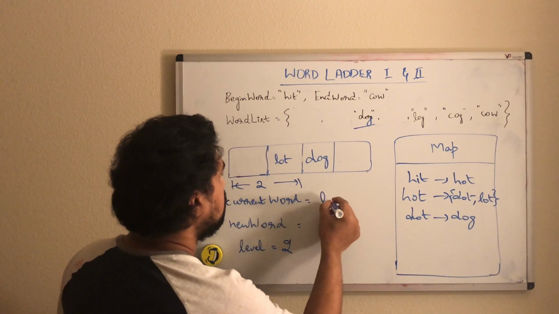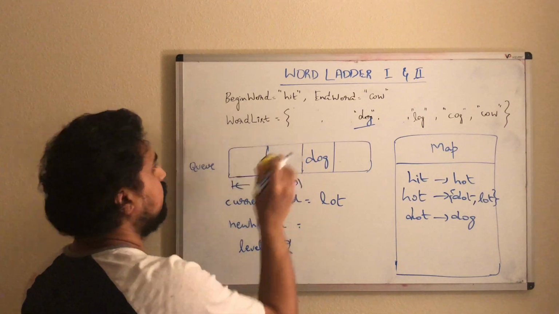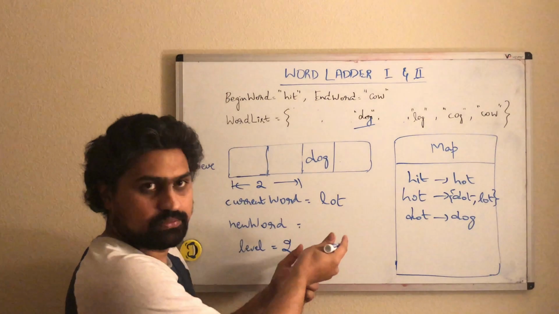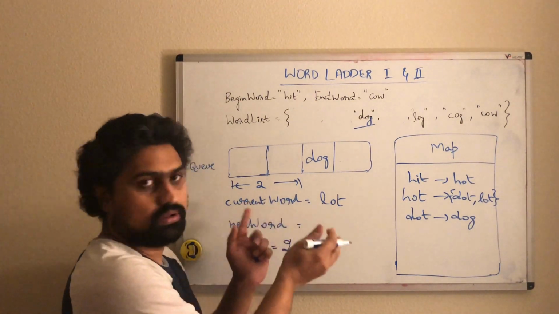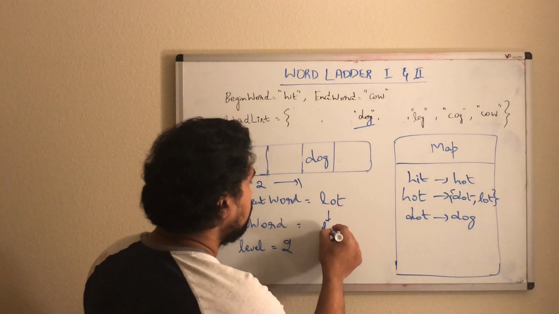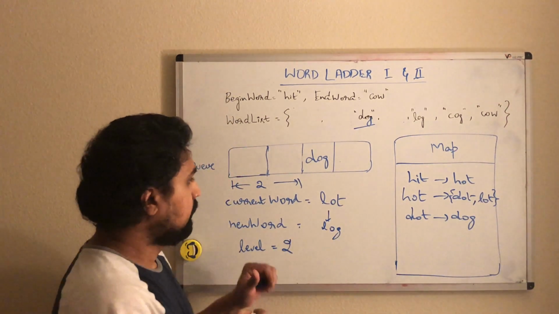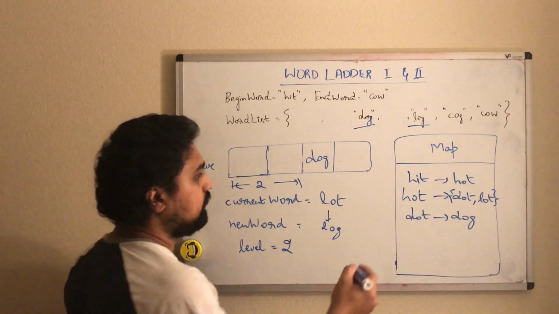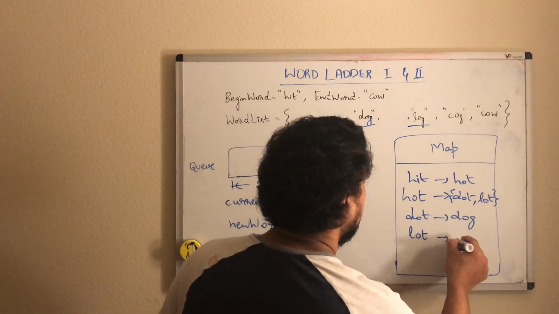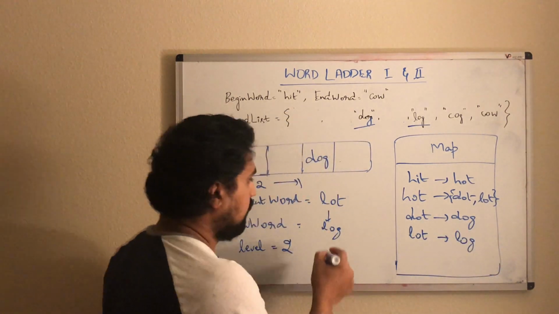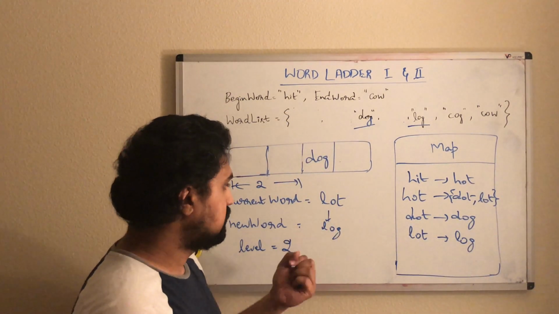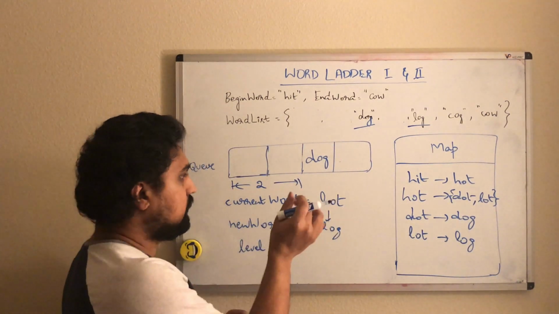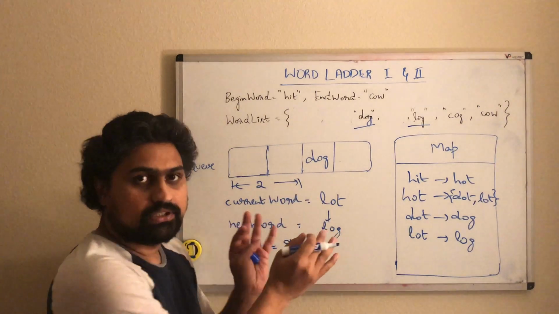Okay, now let's move to the word lot. So we shall pull that word from the queue. Now let's start replacing every character in this word. I'm not going to show all the combinations, but from lot we shall get the word log. So log belongs to this word list. So we shall mark it as visited and create a mapping between lot and log. Okay, and we don't find any other word that belongs to this word list.